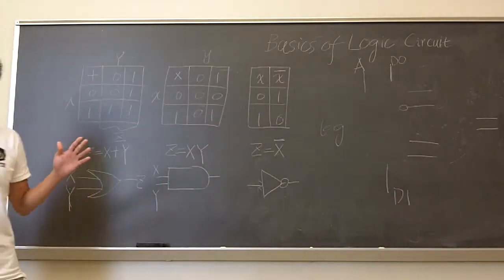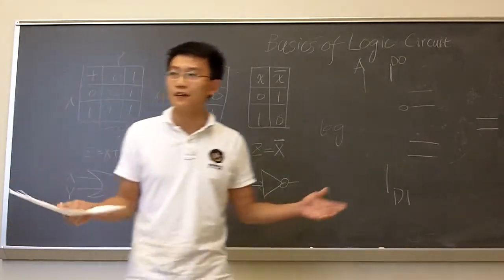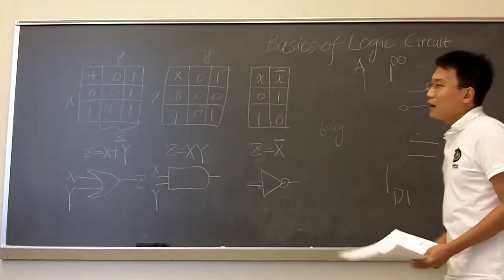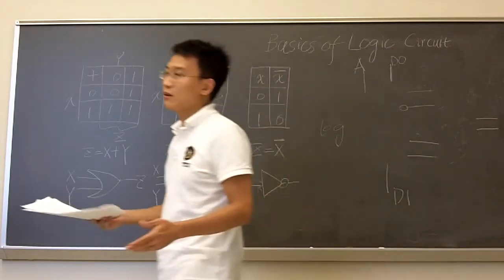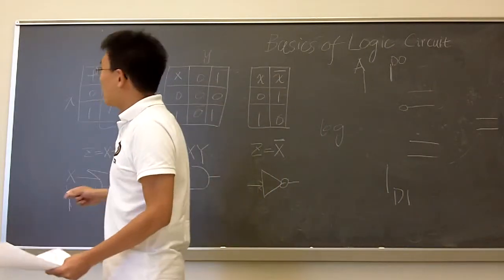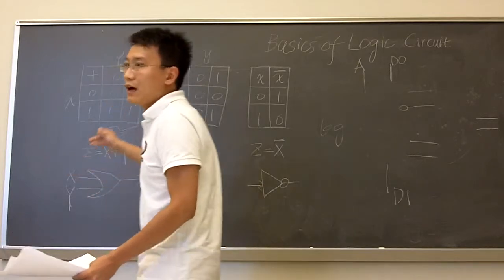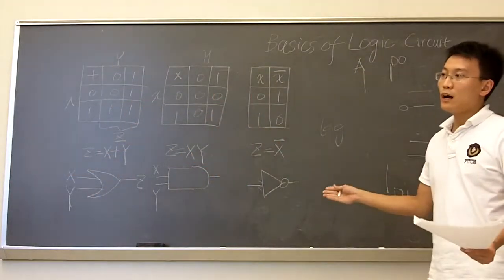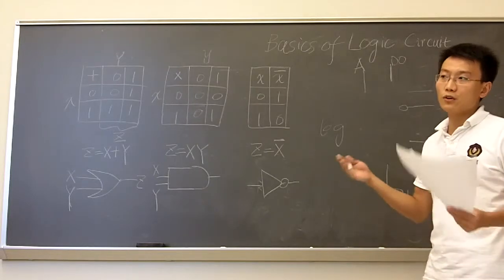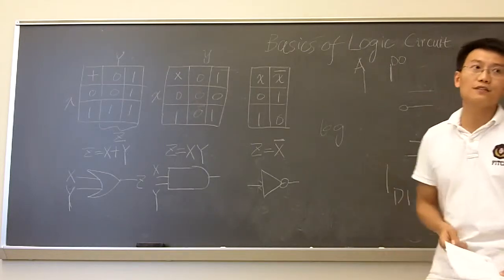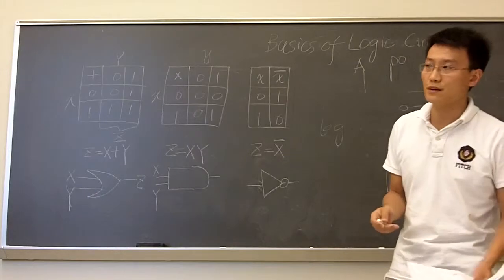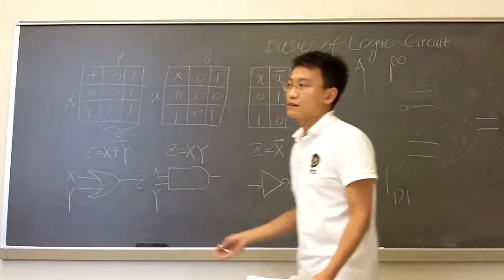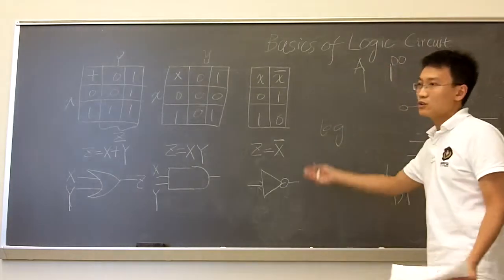First thing, before we start to design our first logic circuit today, what I want you to learn is some basics of Boolean algebra. Boolean algebra is the algebra about the logical values, that is, the zeros and ones. There are three basic operations in Boolean algebra.